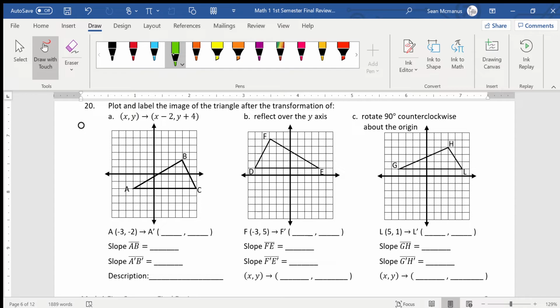x, y goes to x minus 2, so this means it goes left 2, and y plus 4 means it goes up 4. So I'm going to take all my points and go left 2, up 1, 2, 3, 4. B, left 2, up 1, 2, 3, 4. So I have A prime, B prime, and then left 2 and up 1, 2, 3, 4. So C prime.